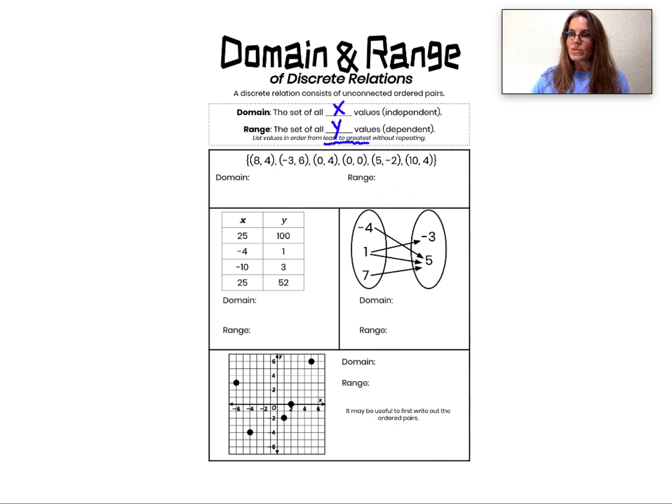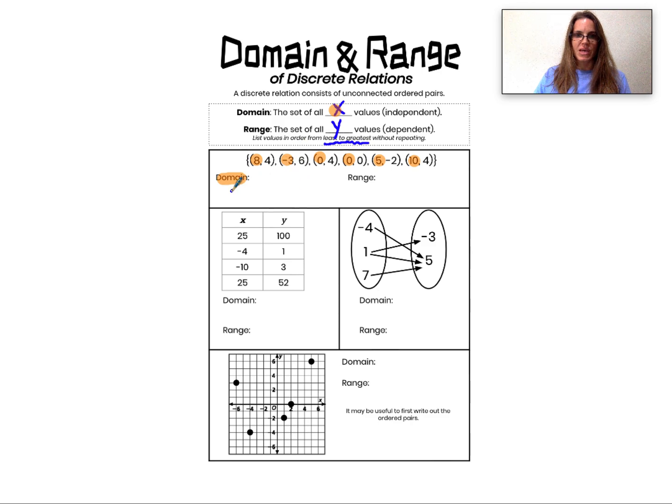Our first example relation is a set of ordered pairs. To find the domain, meaning the possible x values from a set of ordered pairs, we're just looking at that first value within each ordered pair, because those are our x values. So the possible x values in this relation are 8, -3, 0 (there are 2 ordered pairs with x equal to 0), 5, and 10. That's the domain, but when you're asked for the domain, you need to list all of these values from least to greatest without repeating.